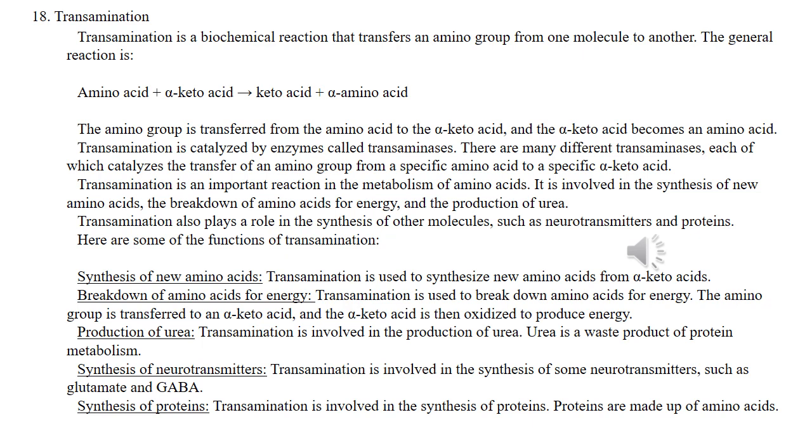Urea is a waste product of protein metabolism. Synthesis of neurotransmitters. Transamination is involved in the synthesis of some neurotransmitters, such as glutamate and GABA. Synthesis of proteins. Transamination is involved in the synthesis of proteins. Proteins are made up of amino acids.